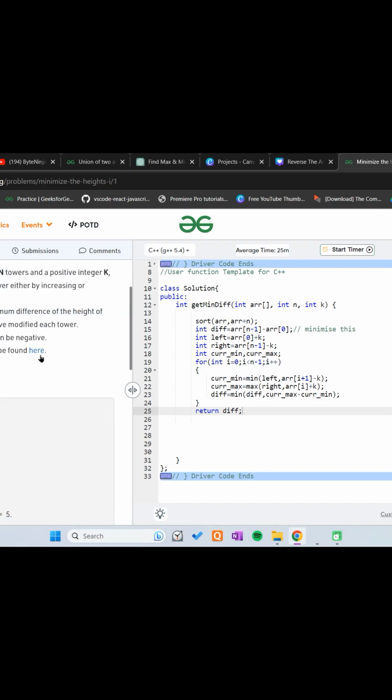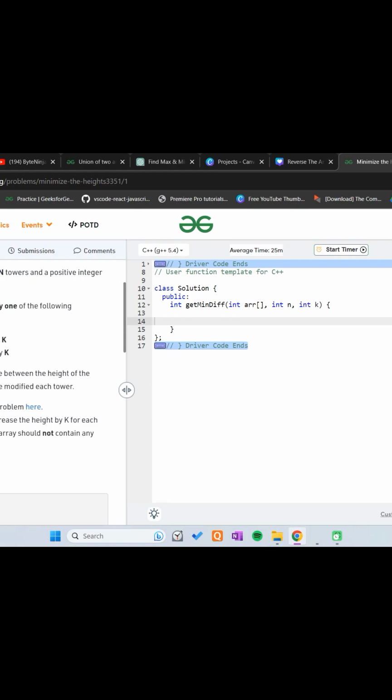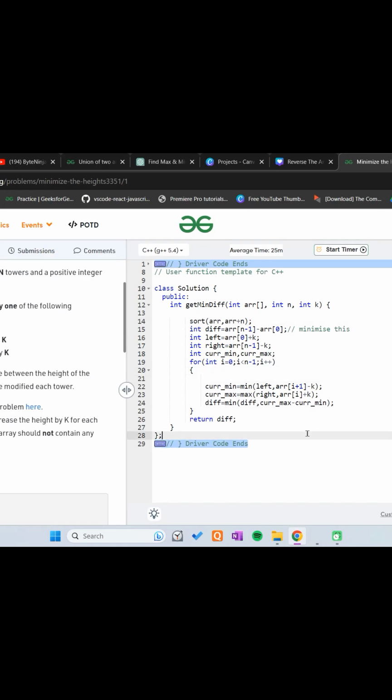Here is a slight modification of the problem. I'm copying the code, and in the modified version the same problem is there, but this question is saying that after this operation the heights should not contain negative integers, so it can't contain negative integers. So the problem is this thing gives us trouble, because arr[i+1] minus k can be negative, because we are subtracting k from it. If k is greater than arr[i+1], then it can be negative. So take care of this.